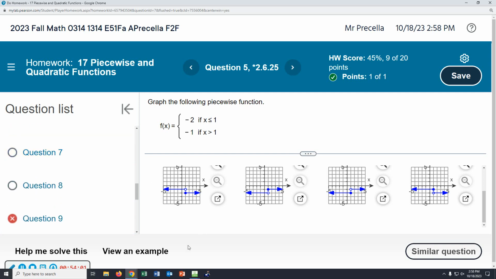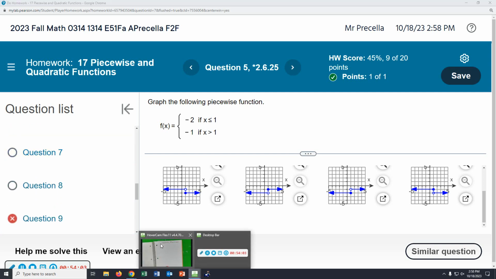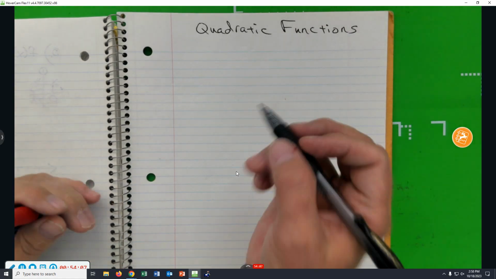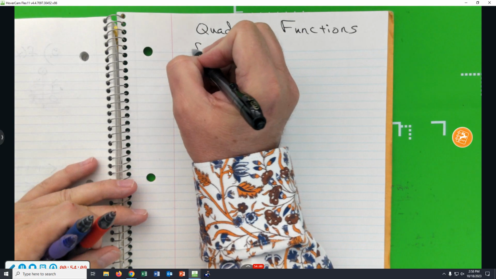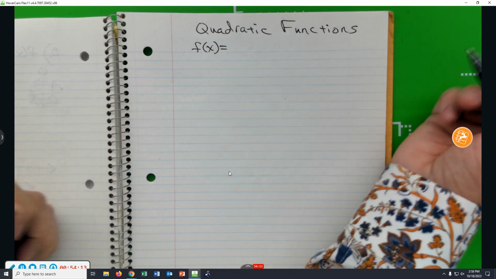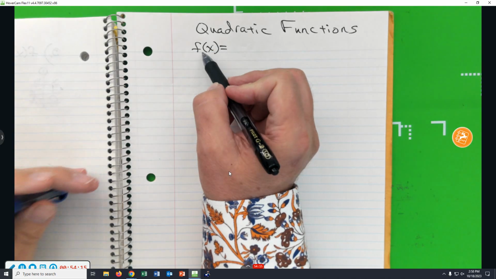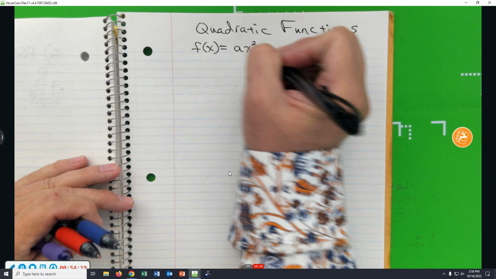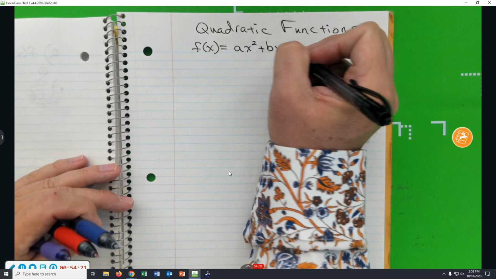A quadratic function is any function where, instead of ax squared plus bx plus c equals 0, it's the function of x, or the y value, equaling ax squared plus bx plus c.